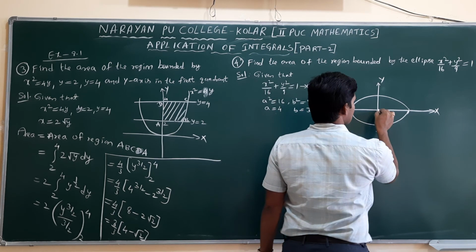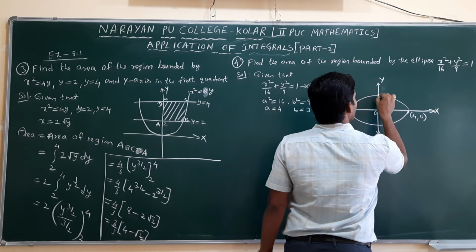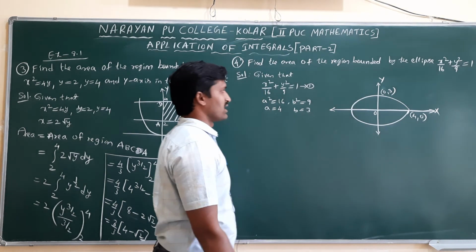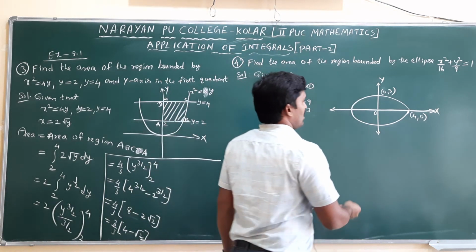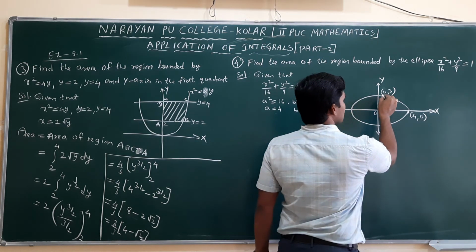Now the A value is clear, this is the center of this ellipse. This is 4, that is (4, 0). This is (0, 3). The B value 3 is there, that's why. Here one part is symmetric with the other part, that means same. So I will find this area first.